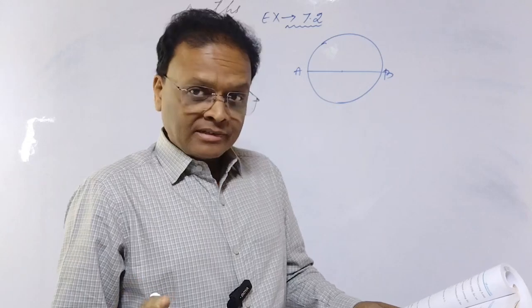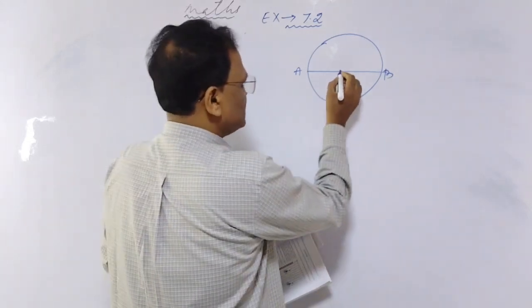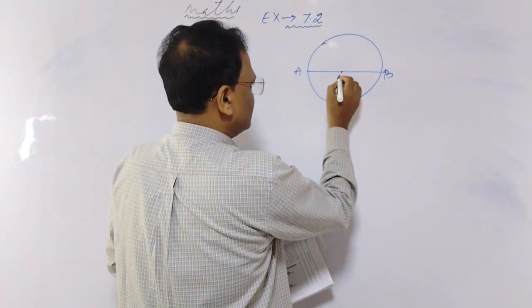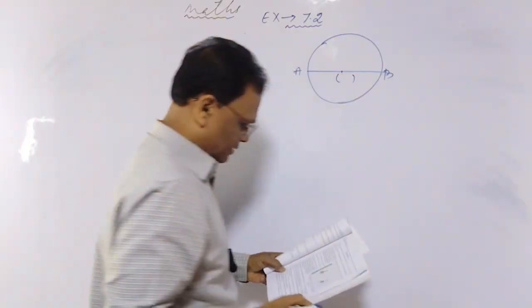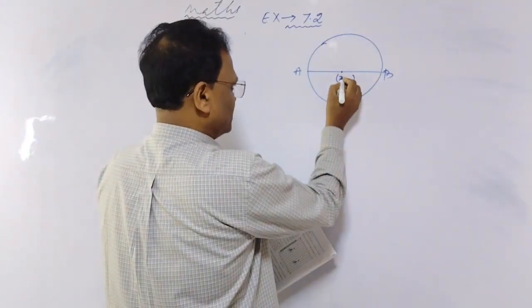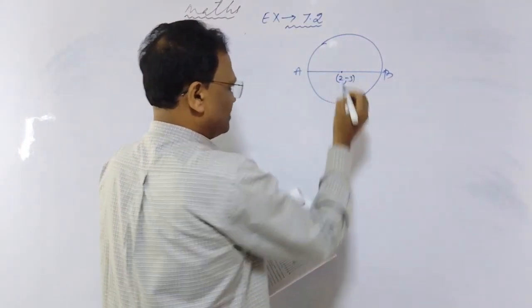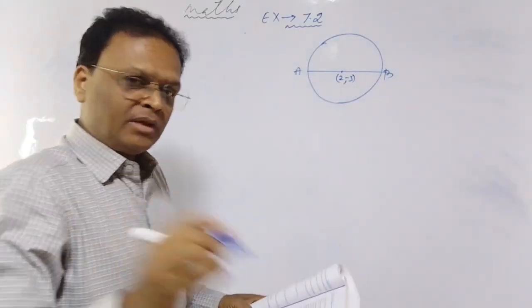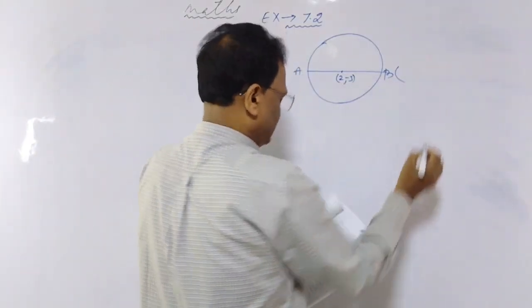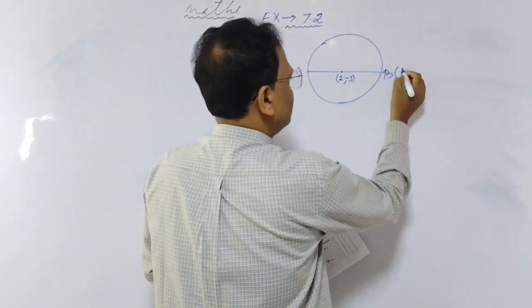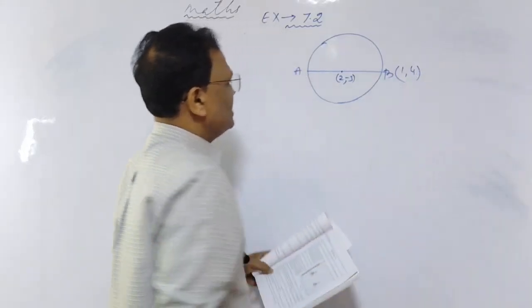AB, whose center is given. The coordinates of the center are given, that is 2 comma minus 3. This is the coordinate of the center. And B is also given. What are the coordinates of B? The coordinates of B are given as 1 comma 4.